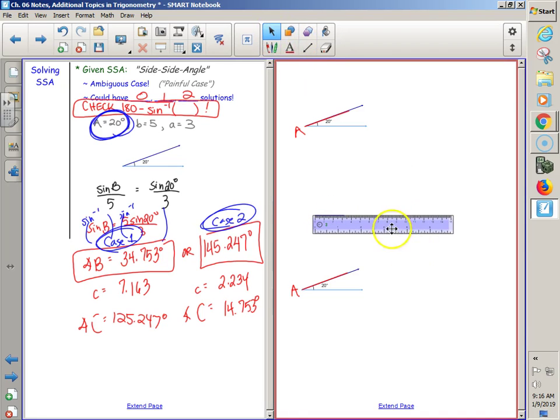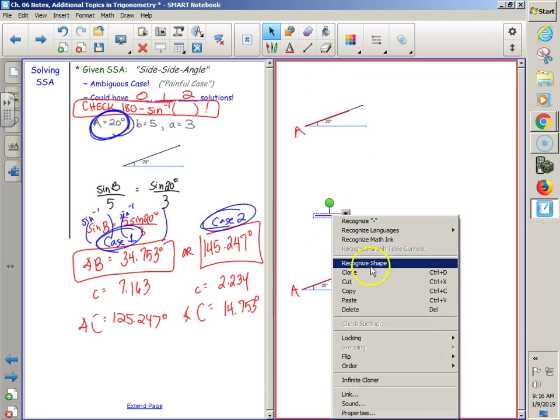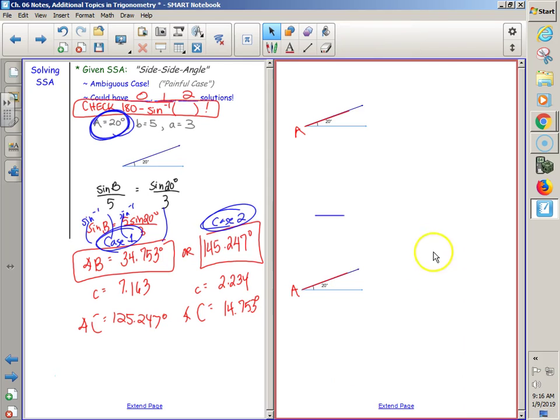All right, guys. How does this work? We have our 20 degrees for both. We have our 5 for both, being little side B. We have our side A being 3. How can I make 2 triangles? If I was to take this little segment, how do I make a triangle with a segment?